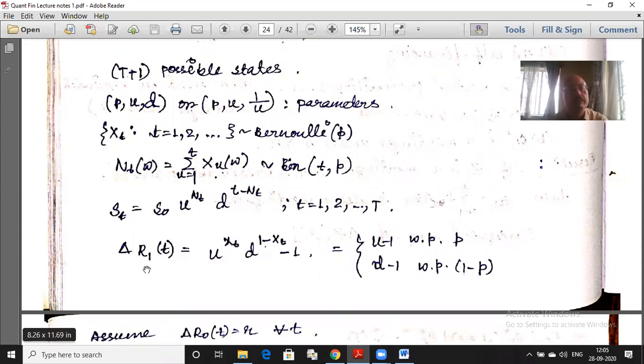In our notation, the return rate here will be given by a single time point. It will be given by either u minus 1 or d minus 1: u minus 1 with probability p when I take an up step, and d minus 1 with probability 1 minus p. Remember, X_t is the Bernoulli random variable. So this is my return rate. This is what I am going to calibrate from data.